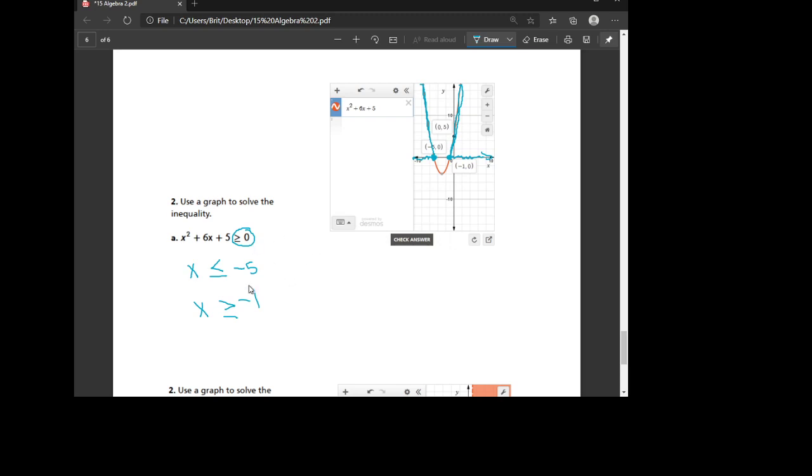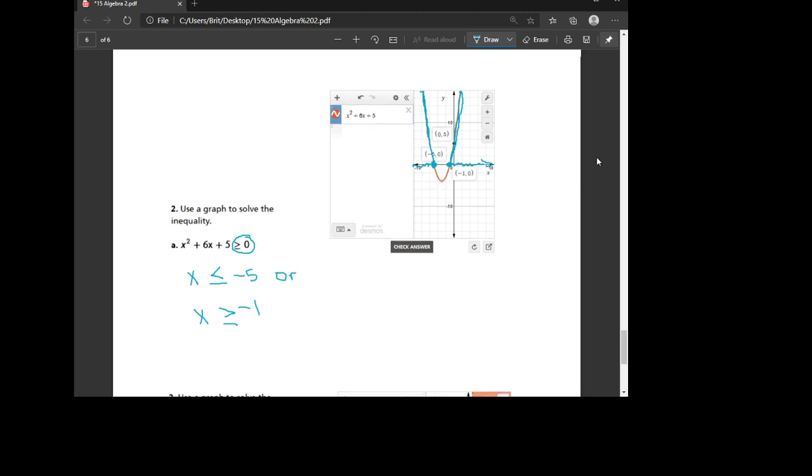Okay, so my answer would probably be an "or" situation here. So x is less than or equal to -5 or x is greater than or equal to -1.